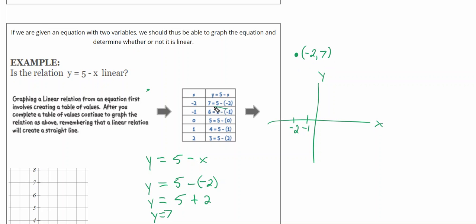And then we can do the same for these. When x is -1, y is 6. When x is 0, y is 5. When x is 1, y is 4. Do you think this is linear or not based on the graph? I'm seeing it, I think it's non-linear. Okay, it actually does end up being linear.